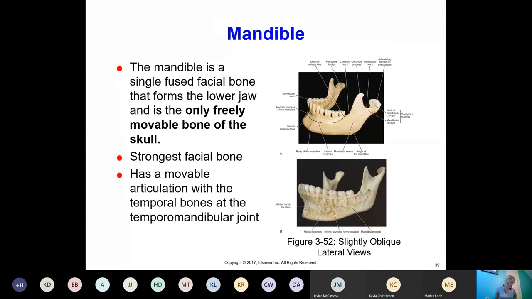Okay, mandible. Now we're going to look at the mandible. The mandible has a lot of things to look at on it. So this is what your mandible looks like without a tongue and cheeks and all that. It's a single bone, just one big solid bone. And it's your only freely movable bone in the skull. It's the only one that can move by itself.